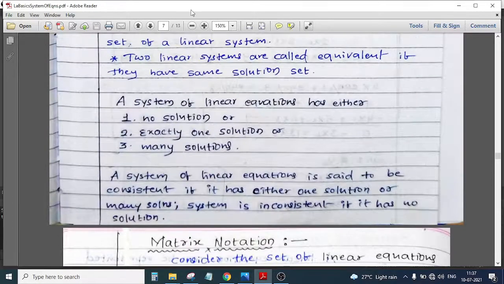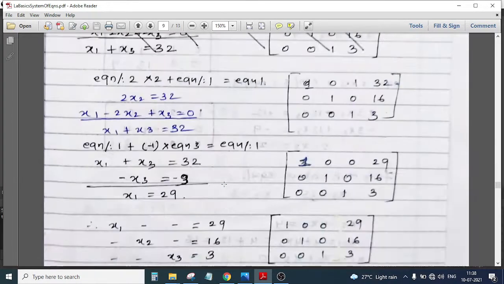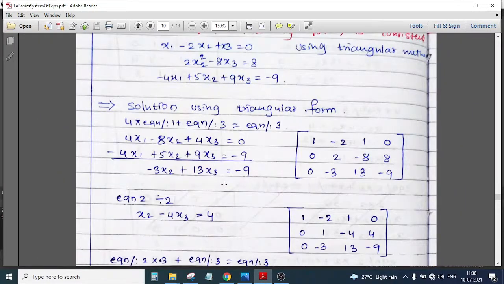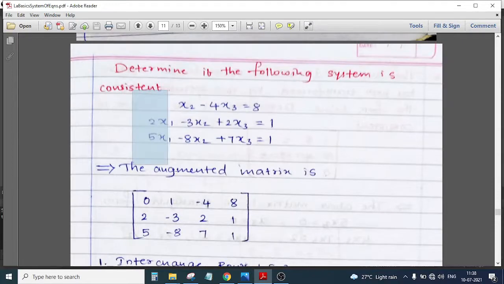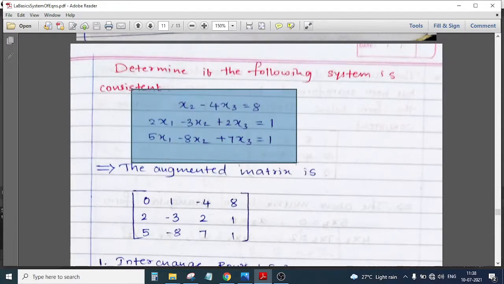See here, a system of linear equations is said to be consistent if it has either one solution or if it has many solutions. Okay. So that is what we will be trying to check now, whether our system of equations which has been given already is consistent or not. That means, is it having one solution, or many solutions, or no solution? Let us check it now.